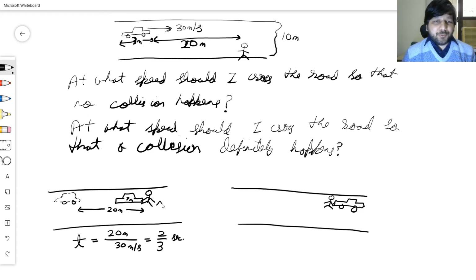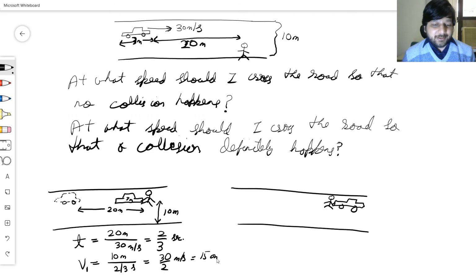Now, how much do I travel over here? I travel 10 meter. So in this much amount of time, I travel 10 meter. That means my speed will be given by distance upon time. Speed is distance upon time. So that means 30 by 2 meter per second is equal to 15 meter per second. So that's case 1.